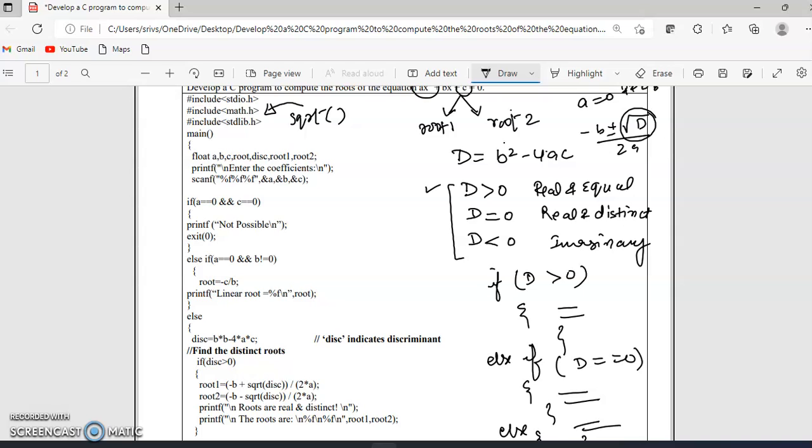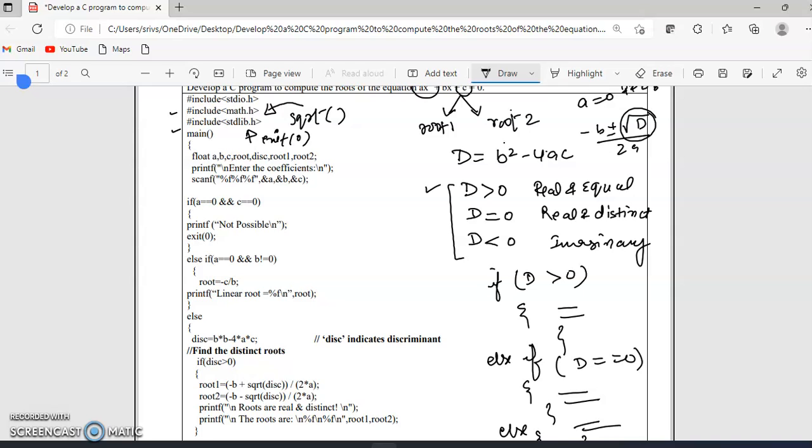Whenever we use any mathematical library function, we need to include math.h, and stdlib.h is used because we will be using the function exit(0). When exit(0) is encountered in my program, the program will be terminated. That's why the math.h and stdlib.h header files are used here.